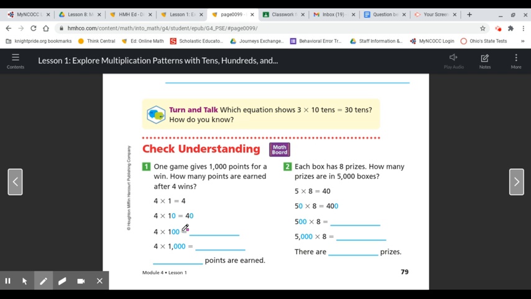So then if I had 4 times 100, I still have my basic fact of 4 times 1, which is 4. The 100 has 2 zeros, so my product will have 2 zeros. And then finally, we get to 4 times 1,000. Same basic fact, 4 times 1 is 4. And since that factor has 3 zeros, our product will have 3 zeros. And 4 times 1,000 is 4,000. So 4,000 points are earned.